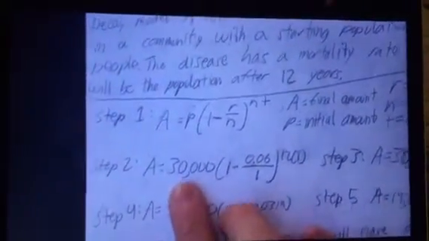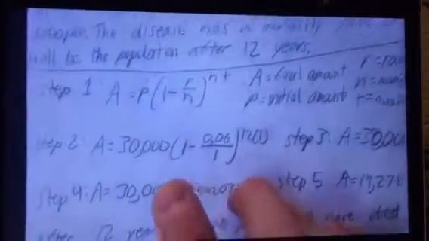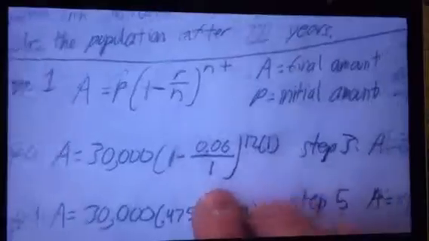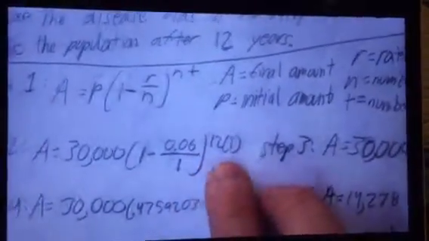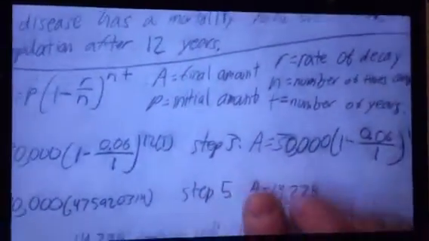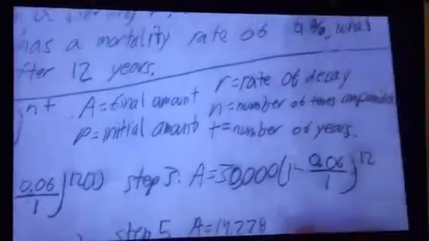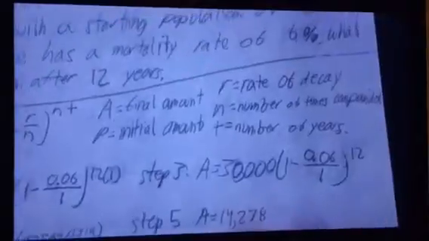So after we have all that, we're going to enter in our information. So we know that there are 30,000 people initially. And then we take the 1 minus the percentage, which is 6%, which would be 0.06 divided by 1. And we put all of that to the power of 12 times 1. The next step is multiplying the 12 times the 1, which is a simple step, but we still need to keep track of it for future problems.